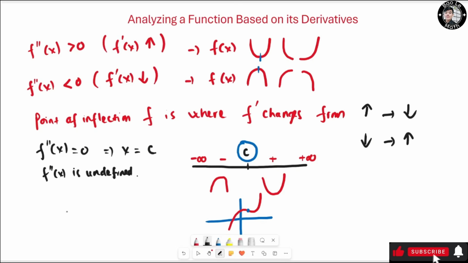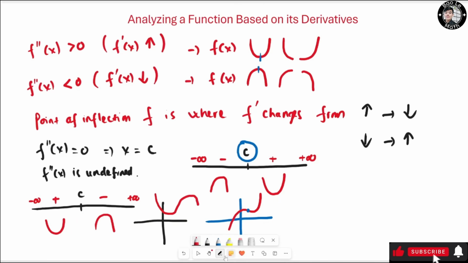Now, similarly, suppose you have the sign chart as follows. C right here, this is negative infinity, positive infinity, and this interval is positive, this interval is negative. So if f double prime is positive within this interval, the function is concave up. If f double prime is negative within this interval, the function is concave down. If you graph it, it could be something like this. The point of inflection is right here.